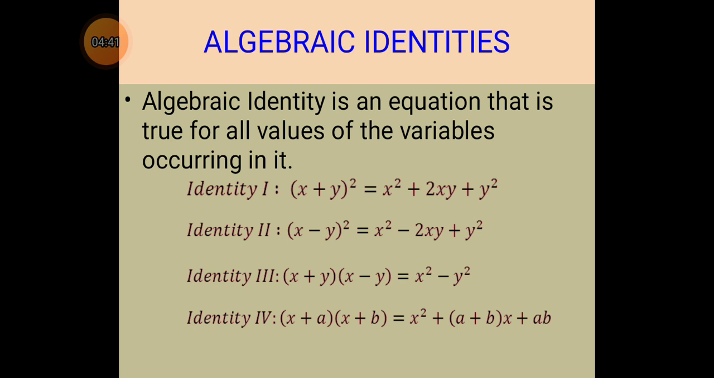And the fourth identity is x plus a into x plus b is equal to x square plus a plus b of x plus ab. Here, two binomials are multiplied where the first term of both the binomials is the same, that is the variable, and the second term is varying. Then the product is x square plus sum of the second terms into x plus product of the second terms.